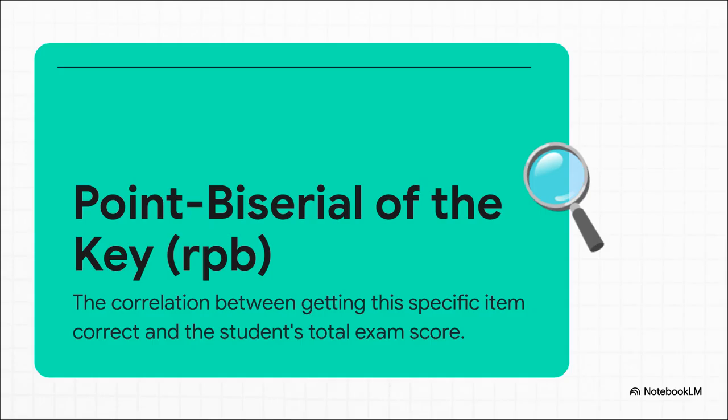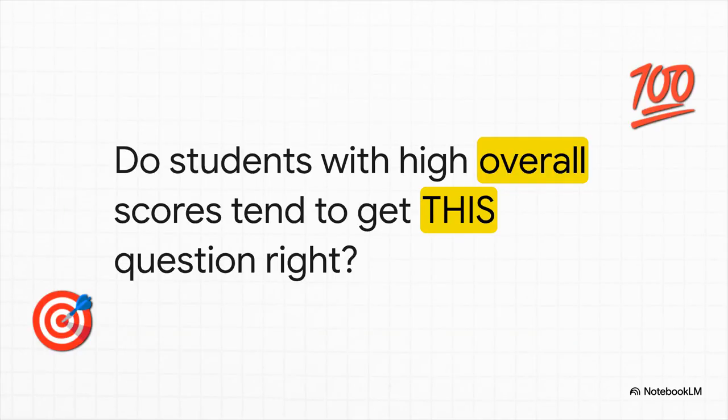Okay, our final core statistic for the correct answer is the point by serial, or RPB. Now, it's pretty similar to the discrimination index, but it gives us a slightly different and, I think, a very powerful piece of the puzzle. While D only looks at the top and bottom groups, the point by serial looks at every single student who took the test. It's really a measure of internal consistency.